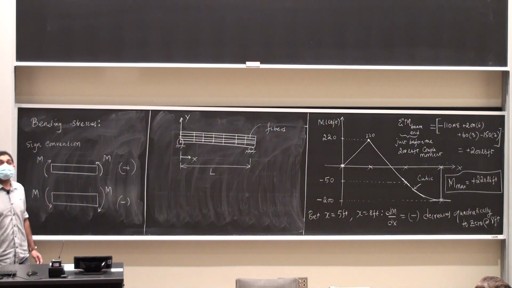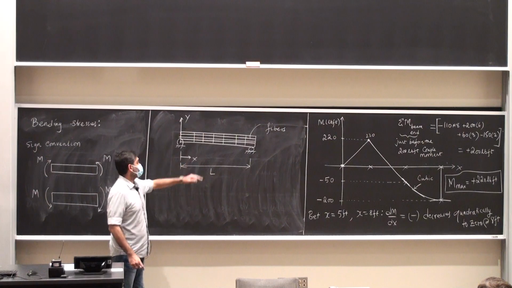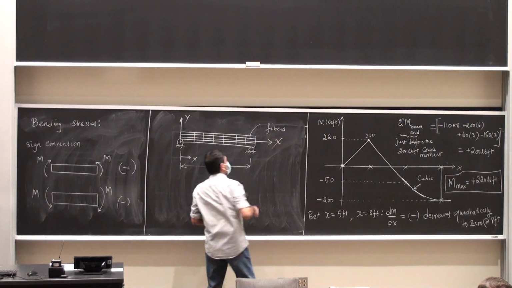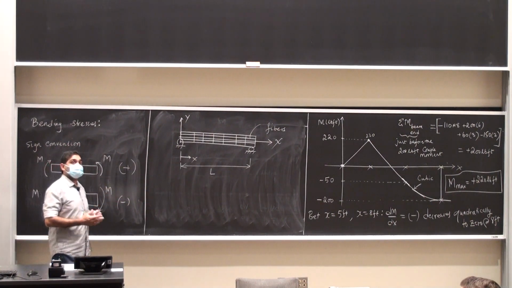The cross-sectional dimensions of the beam, I'm going to label in the following manner. So, if this is my x-axis along the length of the fiber, and my vertical axis is y, what's the direction of my z-axis?